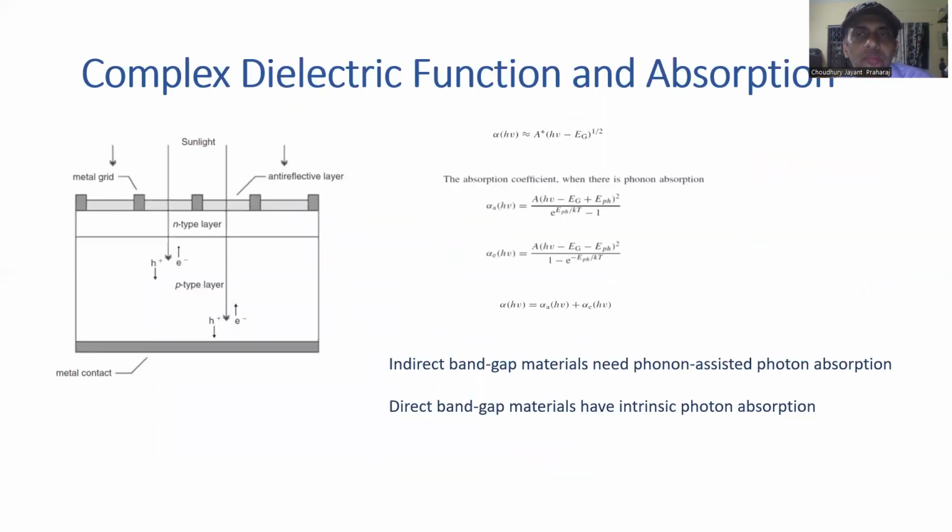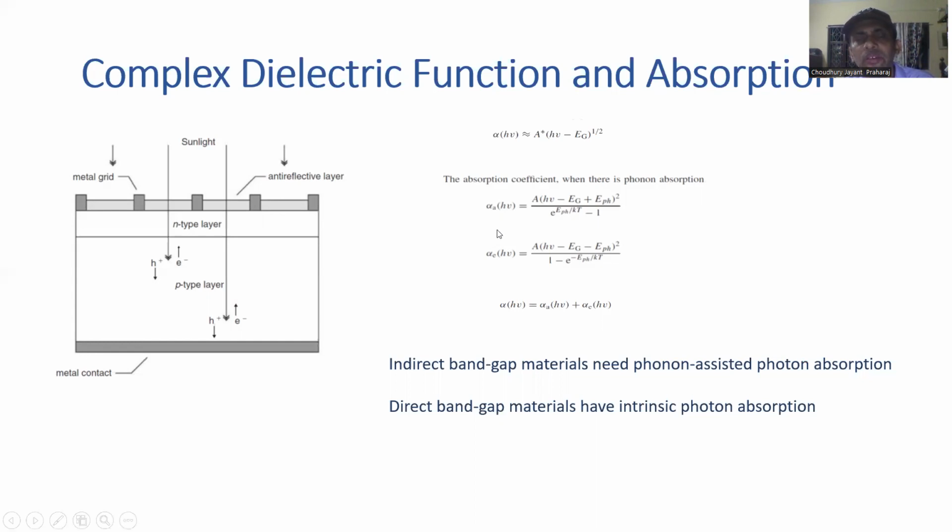This slide talks about the complex dielectric function and absorption in these kinds of materials. The equation on the top here shows a typical absorption coefficient profile close to the band gap and just above the band gap for direct band gap materials, and you can see that it has a square root of energy dependence. So it basically goes as a square root of the photon energy minus the band gap energy, times some constant.